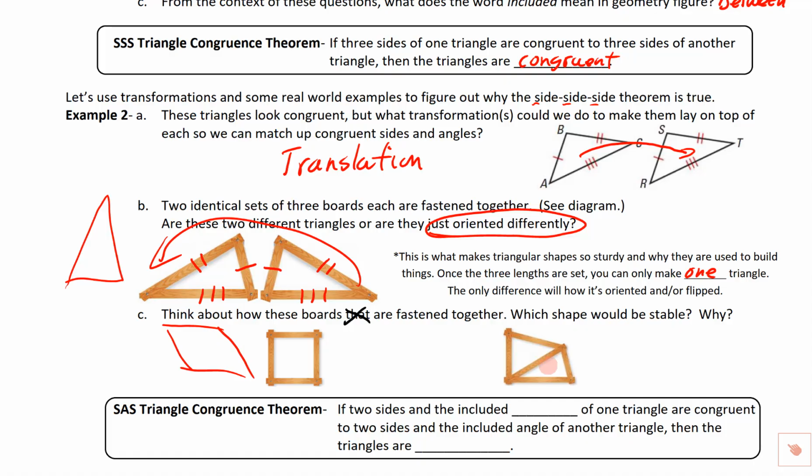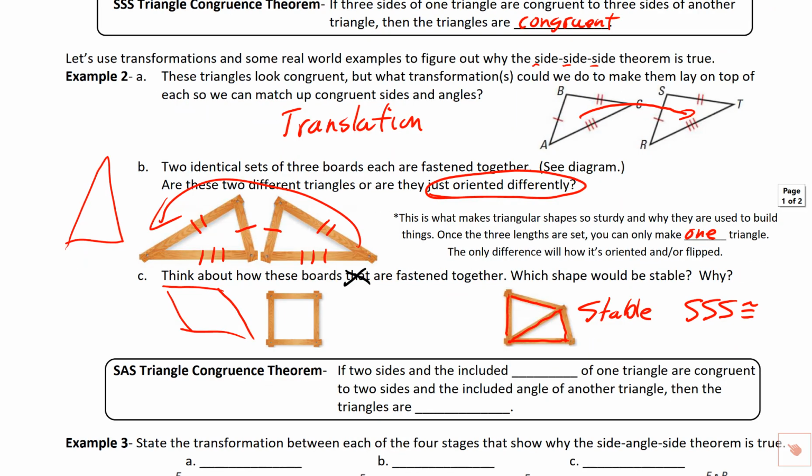Now, if you take a look at this one right here, this triangular brace, there's only one triangle that can be made with that. So that is completely set. So even when we attach a couple of other boards on here, it's still completely set. So which shape would be more stable? Well, this one would be more stable. So I'm just going to write stable right next to that. And the reason for that is side congruence. Once we set this down, those three boards are stuck there. They're not going to go anywhere.